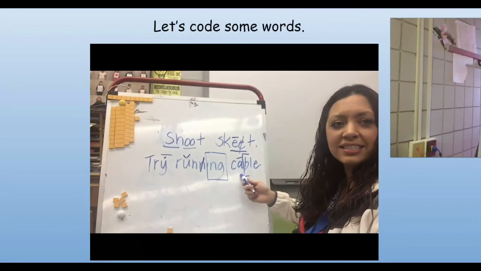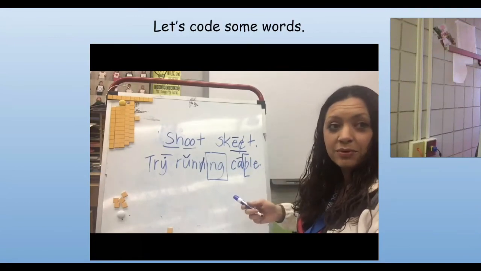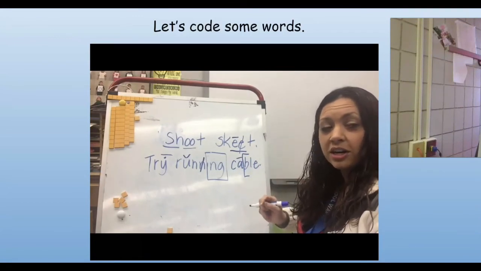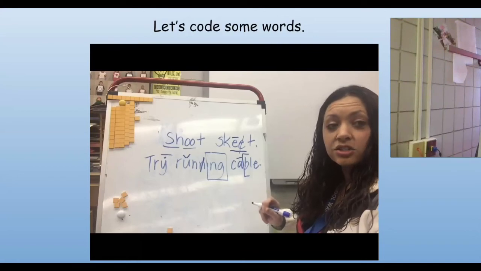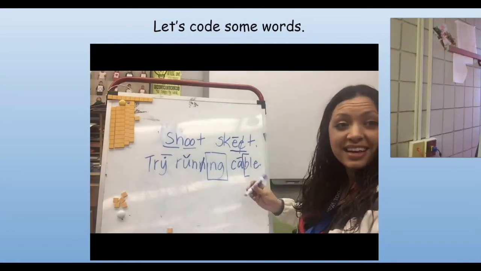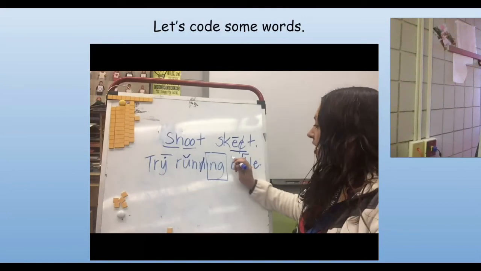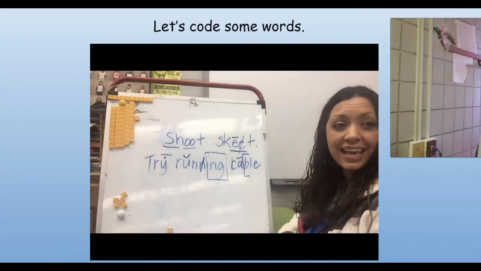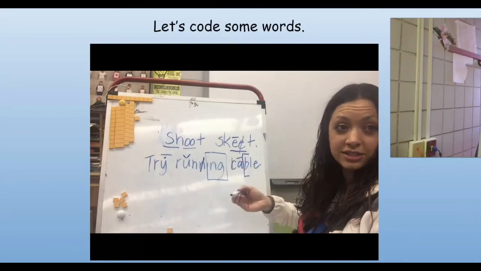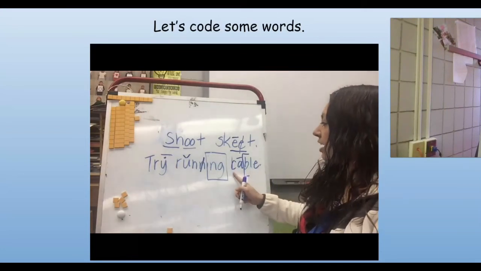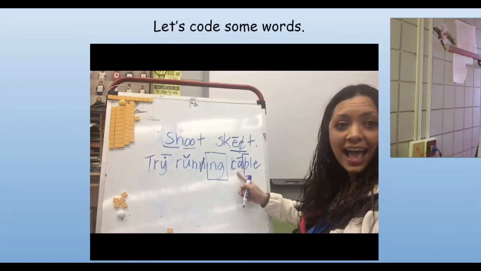Now, I've got a C. And remember, we've only talked about one type of C so far that makes the K sound. So when C and A are together, it makes that K sound. So I'm going to mark it so I know it makes the K sound, because later on we're going to learn a different sound that C makes. So I've got K, A, K, bull.